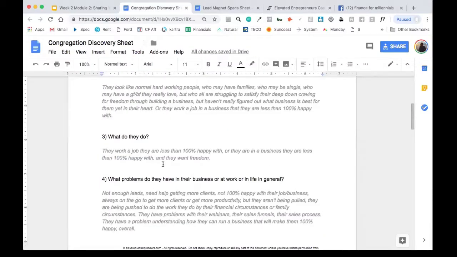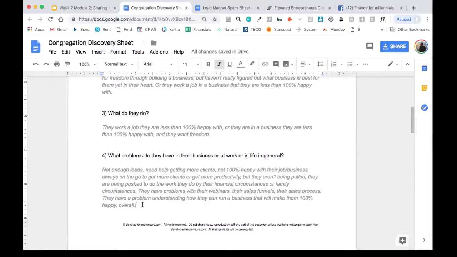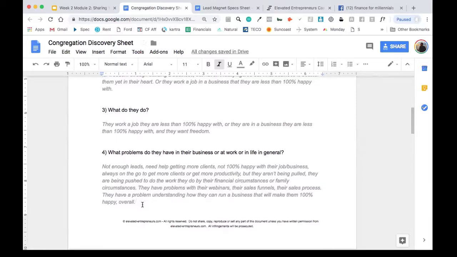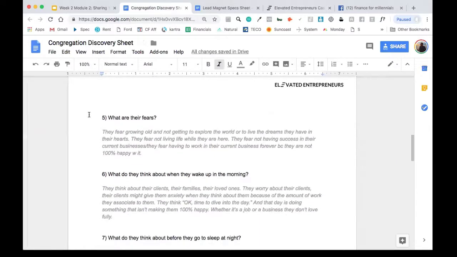Not enough leads. Need help getting more clients. Not 100% happy with their job or their business. Always on the go to get more clients or get more productive. But they're not feeling like they're being pulled. They're pushing hard to do that work, and basically they're being pushed by financial circumstances or family circumstances or some outer circumstance. And these people have problems with their webinars, their funnels, their sales process. They have an overall problem understanding how to run a business that can really make them happy. And that's my answer here. Obviously you're going to have your own answer and your own thoughts, but this is me getting a little vulnerable with you guys and showing you what I would say in this case.